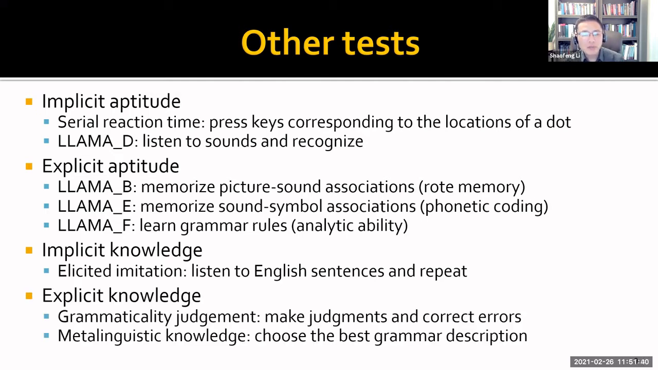I used two tests to measure explicit knowledge. One is grammaticality judgment. It's an untimed test in which learners were asked to judge the grammaticality of some sentences, and they made a correction for sentences which were ungrammatical. In the metalinguistic knowledge test, they were given some ungrammatical sentences, and for each ungrammatical sentence, they were given 4 descriptions of the violation of a grammar rule. Then they were asked to choose the most appropriate description.